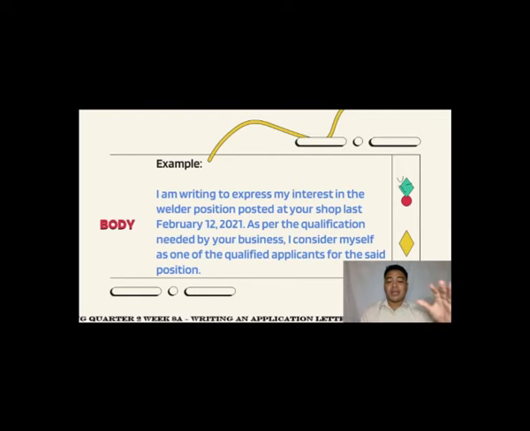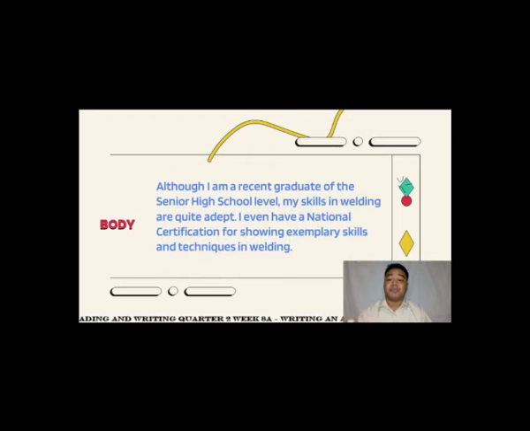Notice also that here on the second sentence of the first paragraph, he already puts an introductory part or introduction of himself as I consider myself as one of the qualified applicants for the said position, which will then be clarified or exemplified in the next paragraph, followed by, although I am a recent graduate of the senior high school level, my skills in welding are quite adept. I even have a national certification for showing exemplary skills and techniques in welding.